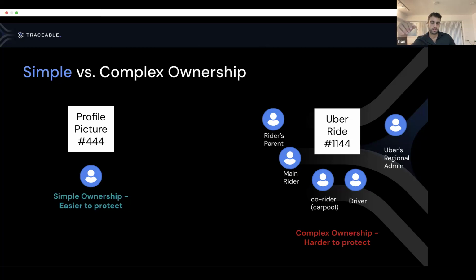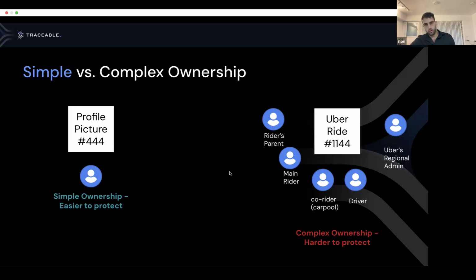And now Uber recently published a new feature that allows parents to monitor their kids' account. So in this case, both the co-rider, the main rider, and the parents of the main rider would have access to the same ride, and also the driver, right? So as you can see here, modern applications create a scenario where different users have access to the same object, and it becomes kind of chaotic to manage this access control system.